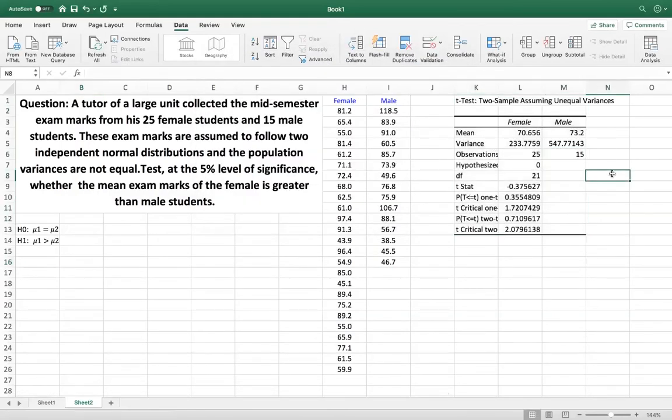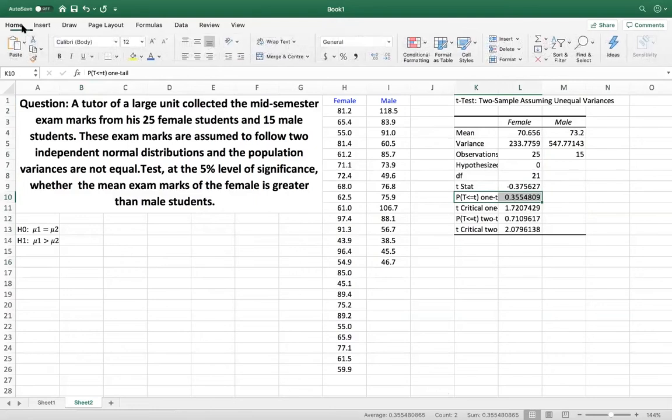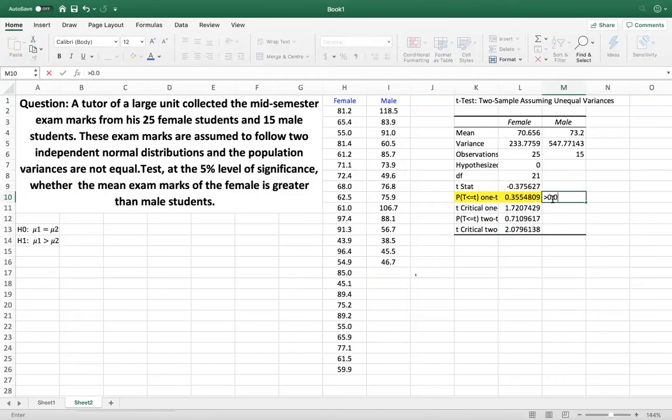So here is the output, and in this table, we will refer to the P only for one tail. And the result is the p-value is 0.35, which is greater than 5%. So in this question, there is no sufficient evidence to reject the null hypothesis. And we draw the conclusion that the exam marks of the female and the male students are just the same.